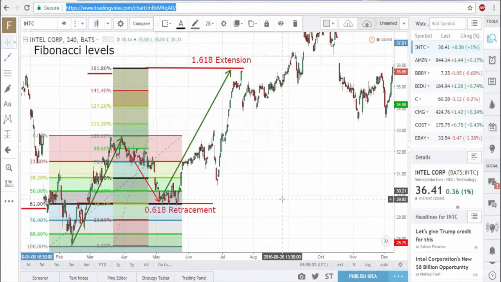Hello everyone, in this lecture you will become familiar with one of the most useful tools of technical analysis, Fibonacci. Fibonacci is used to measure the price return and extensions. Regardless of the strategy, almost every professional trader uses Fibonacci in his analysis.